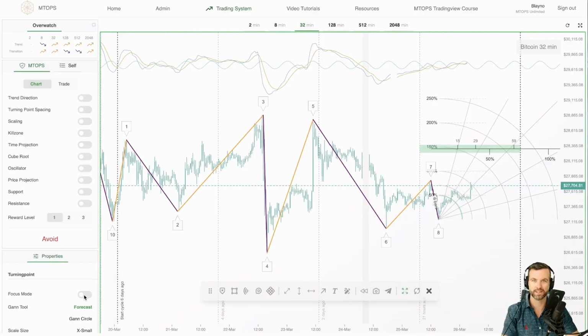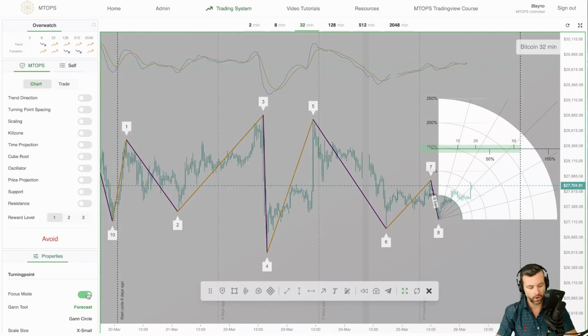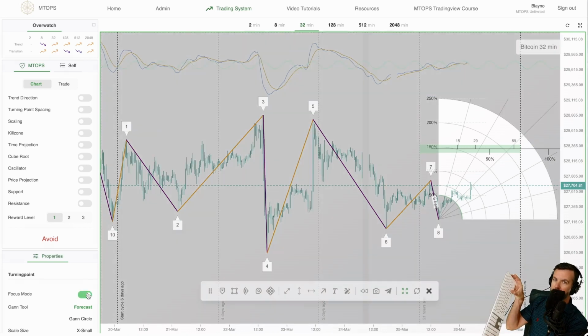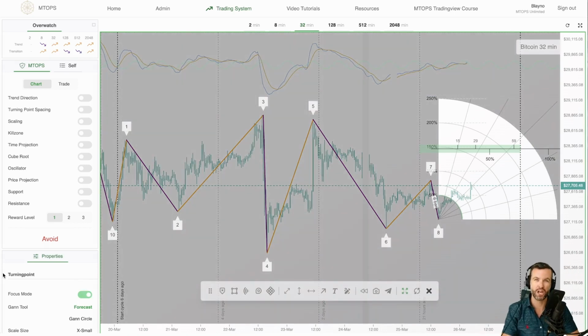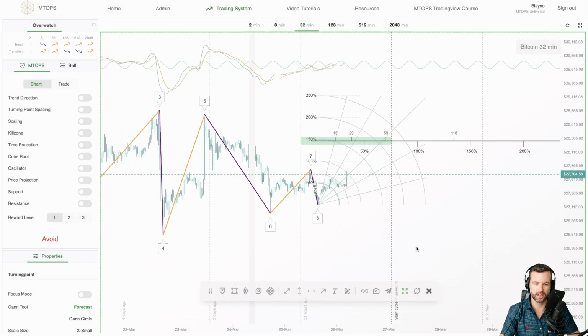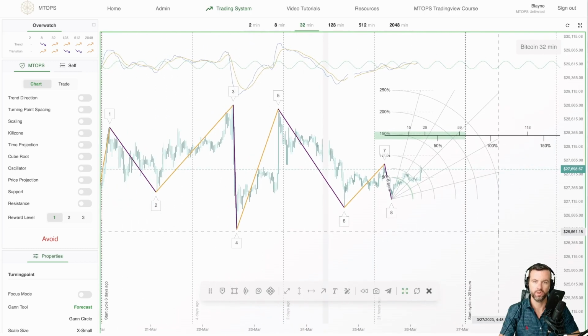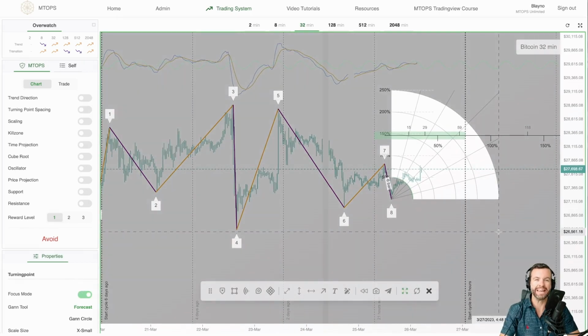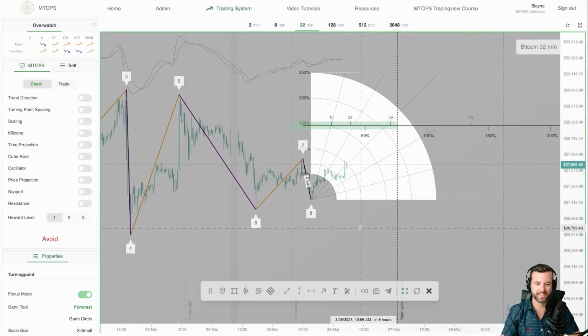By hitting this button within the properties section, or alternatively hitting the C button on your keyboard, you will see the non-essential areas fade out. By taking away the unneeded space on the chart, focus mode offers you a less intimidating, cleaner chart that is easier to read and easier to understand.